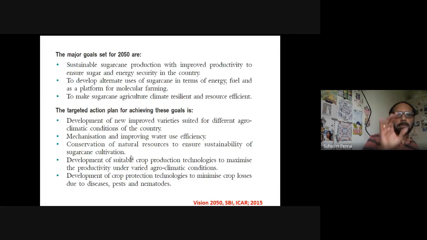It talks about several goals which are set for 2050, and some of them are very relevant because we need to develop new varieties which will cater to different agroclimatic conditions in the country. For example, water use efficiency or salt adaptation, or different kind of crop production technologies which have to be innovated and introduced. So these are some of the goals which have been set by the SBI and ICAR.